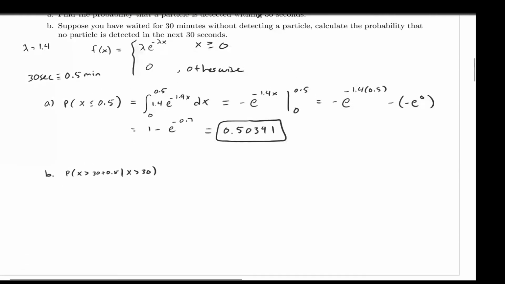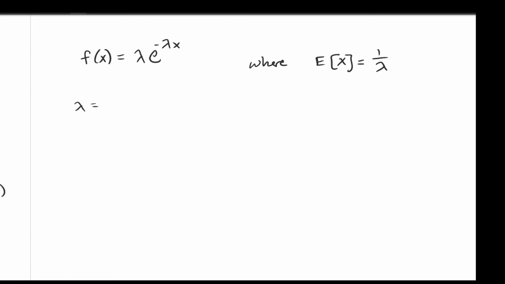All right, good question. So let's hammer this out. f of x is equal to lambda e to the negative lambda x, where expected value of x is 1 over lambda. So I could give you lambda directly, and that's what happened in this problem. Lambda was given in inverse minutes. Or we could give you the average time is 0.71 minutes. That would tell us that lambda would be 1 over 0.71, which would be 1.4.